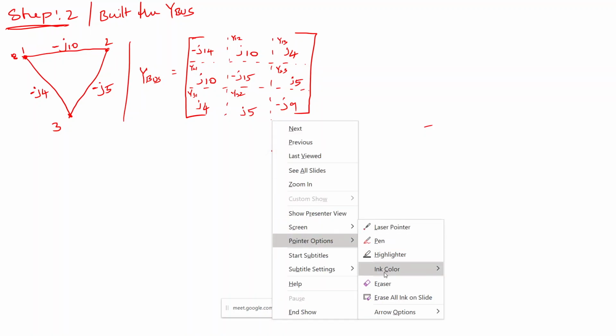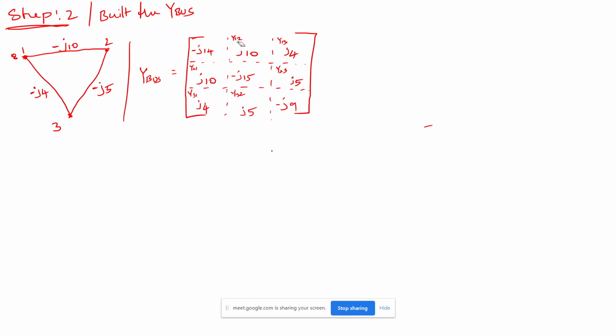This is for your verification. We can erase this because it may confuse. So this is your Y bus value. Please note down the Y bus value.